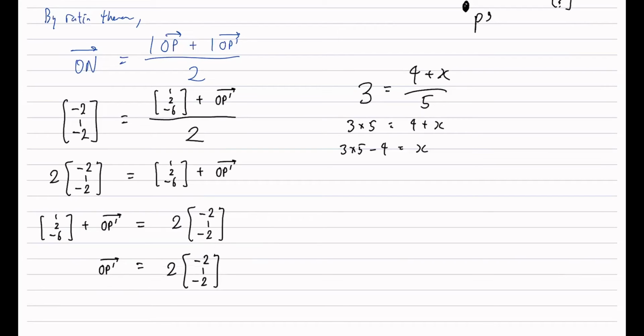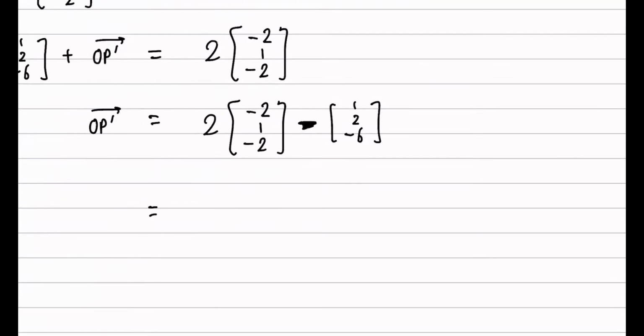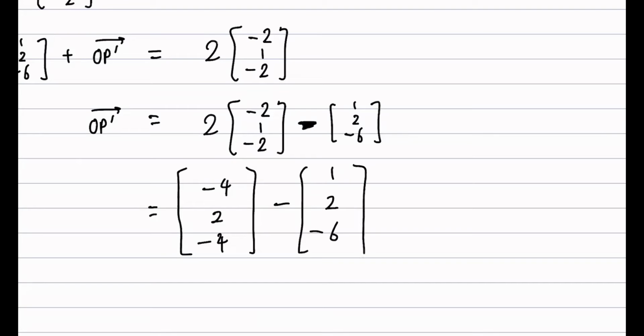Okay, so that means you can get your OP prime on its own equals the right hand side, copy and paste like this, 2 times whatever. And then you need to bring this (1, 2, -6) over to the right hand side. But with a plus or minus? Minus. So also minus here. Okay, then we can solve for OP prime. 2 multiply in: 2 times -2 is -4, 2 times 1 is 2, 2 times -2 is -4. And then you subtract away (1, 2, -6). Simplify: -4 minus 1 is -5. 2 minus 2 is 0. -4 minus -6 is plus 6, so +2.